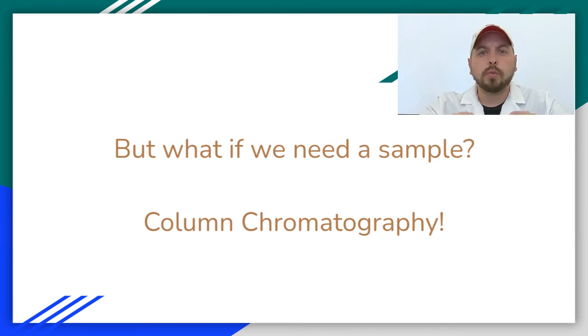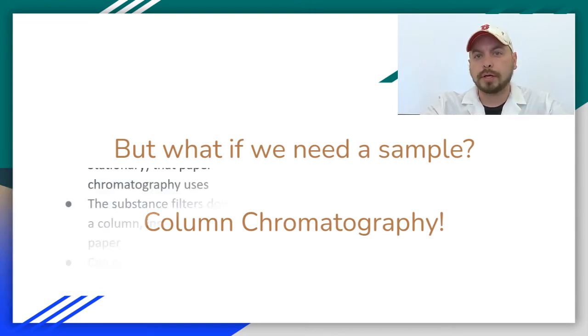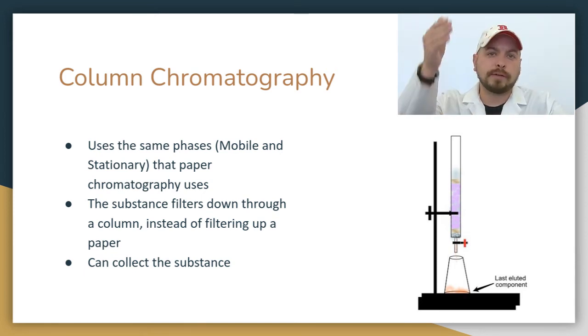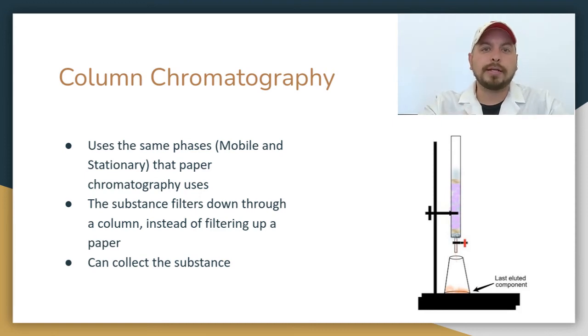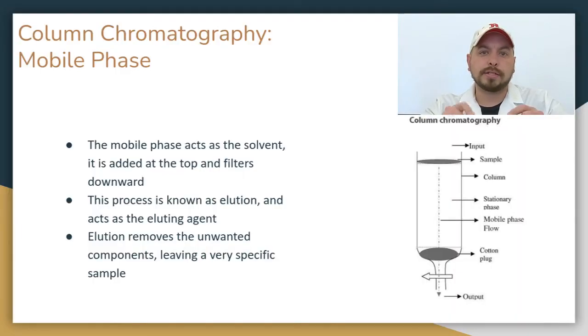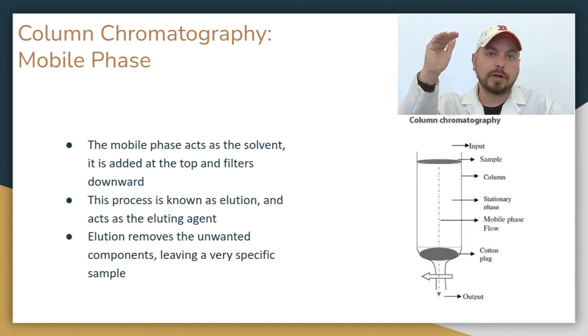In order to do this, we use a system called column chromatography. Column chromatography uses many of the same features. It uses a stationary phase and a mobile phase. But instead of simply allowing a substance to passively travel up a thin layer, we're actually allowing it to filter down through a column, and as such we can collect it based on how it moves through that column. So in a column chromatography system, the way it works is this. The mobile phase acts as the solvent. It can be added at the top of the column and it filters down.